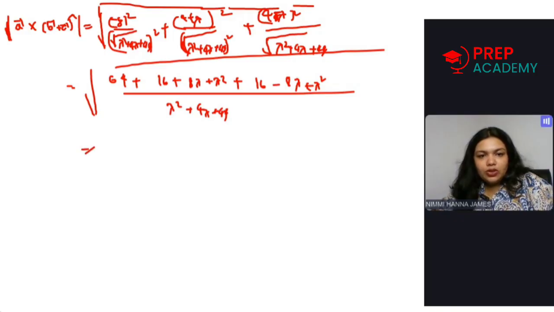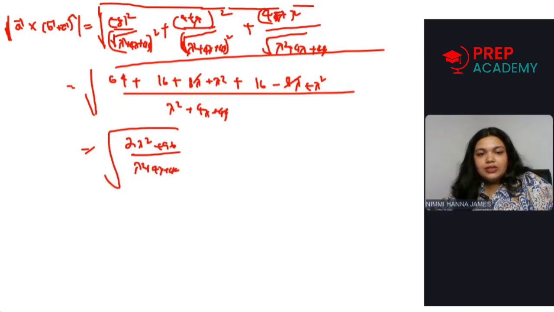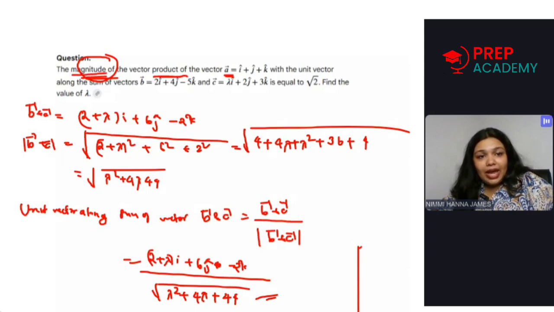And that is equal to, on solving, this 8 lambda and 8 lambda will get cancelled. Lambda squared and lambda squared, we get 2 lambda squared. Then 64 plus 16 is 80, plus 16, 96. Okay, it is 96 by lambda squared plus 4 lambda plus 44. Okay, this is under the root. Now in the question, it is given that the magnitude of this vector product is equal to root 2. Okay, the answer is given in the question.